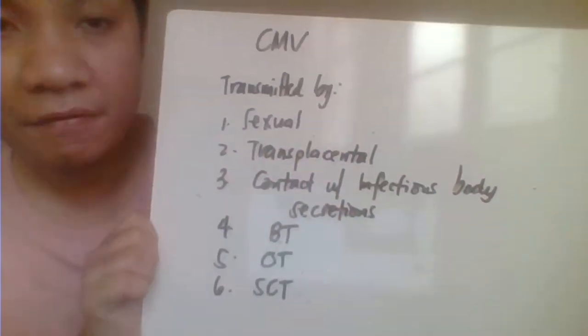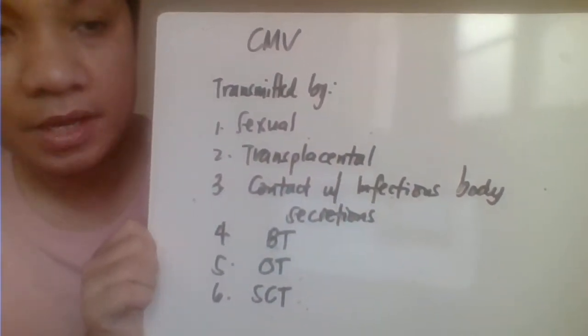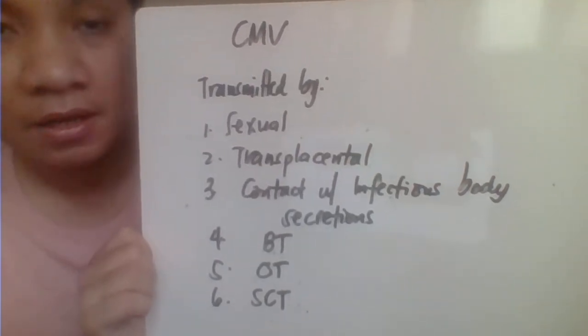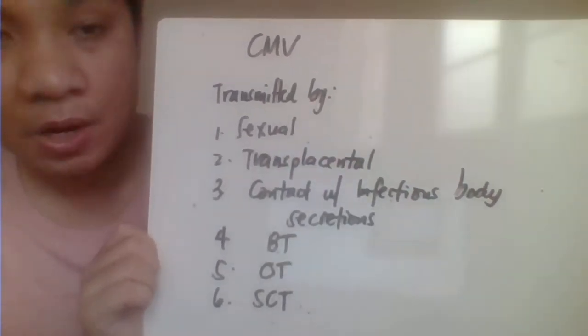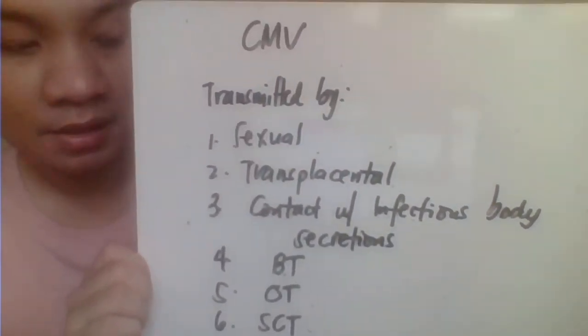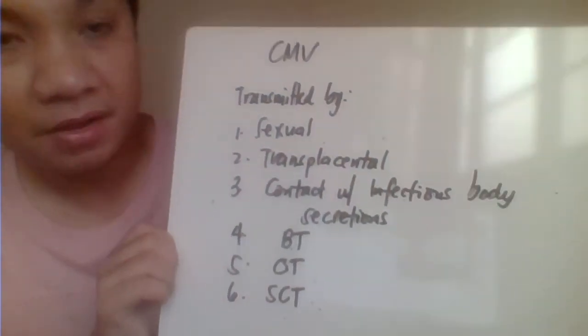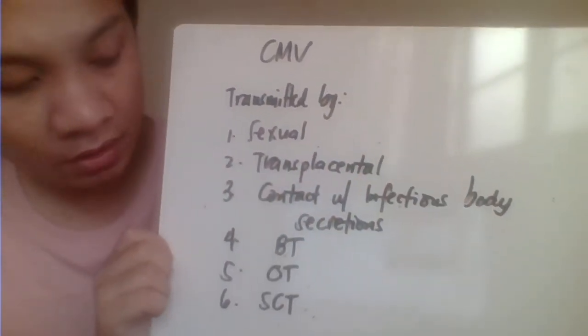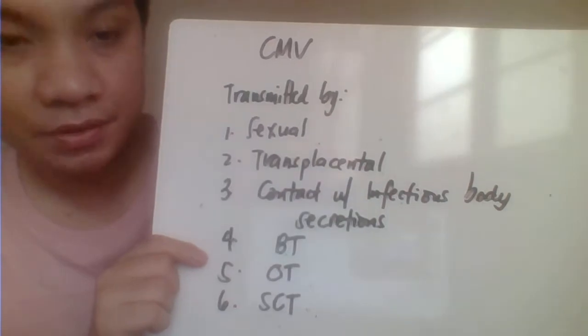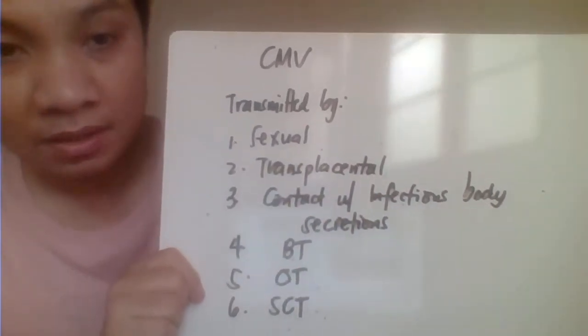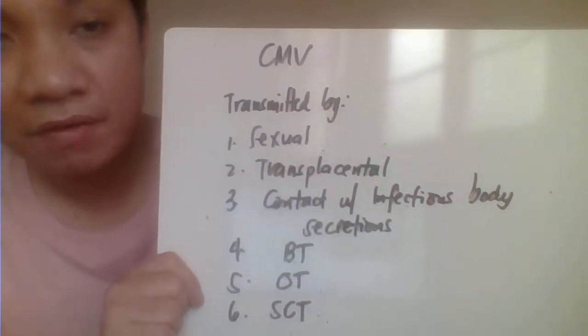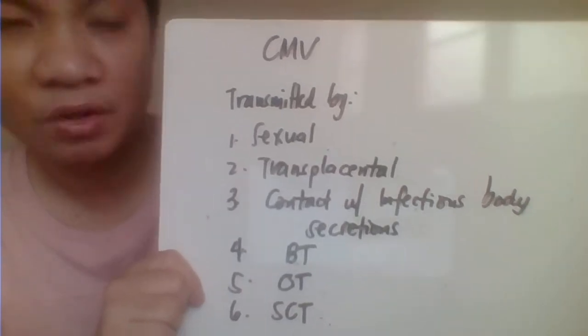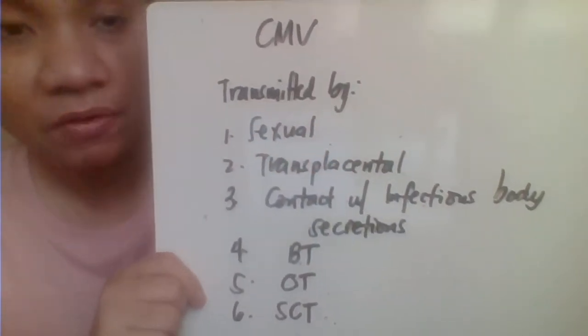Okay, the cytomegalovirus could be transmitted by the following. Number 1 could be sexual, could also be transplacental or congenital infection, and could also be transmitted by blood transfusion, organ transplantation, and we have also stem cell transplantation. And basically, the virus could be found in almost all the different body fluids in our body.